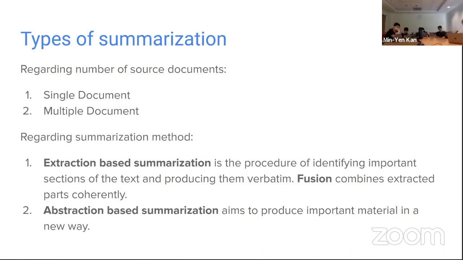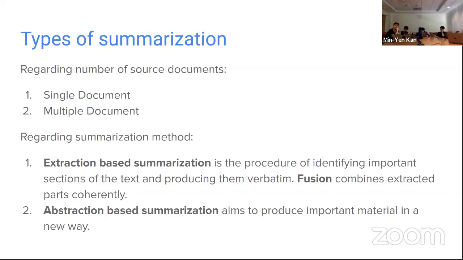Yeah, thank you. So, as we already mentioned, there are two types of generic summarization regarding the number of source documents: single and multiple document. Today, we will be mostly talking about the single document part, but again, most of the approaches used there can be translated to multiple as well. And regarding the summarization method, there are extraction and abstraction-based summarizations.